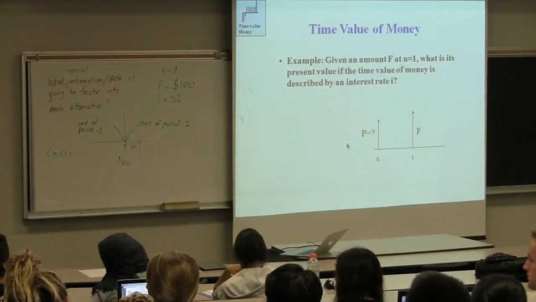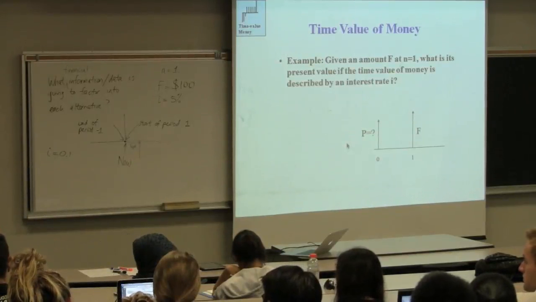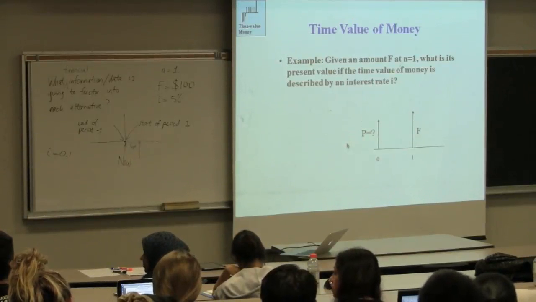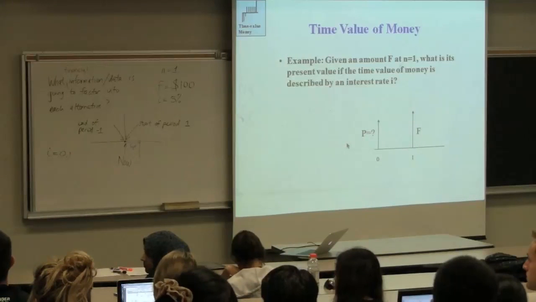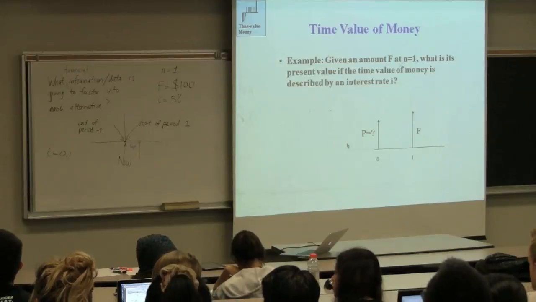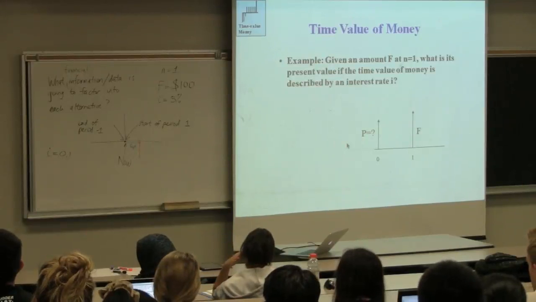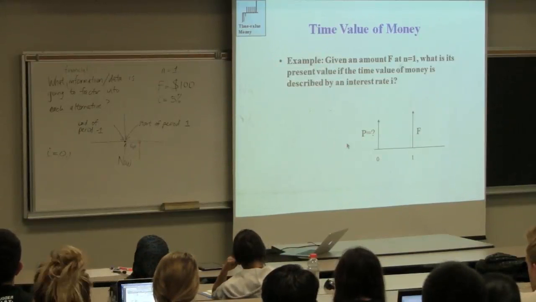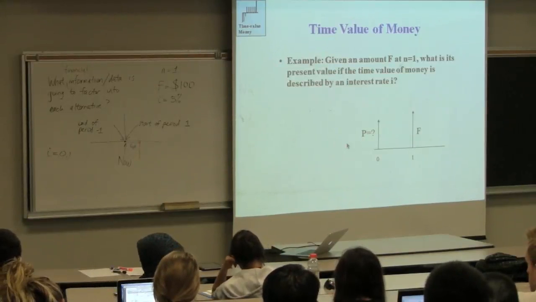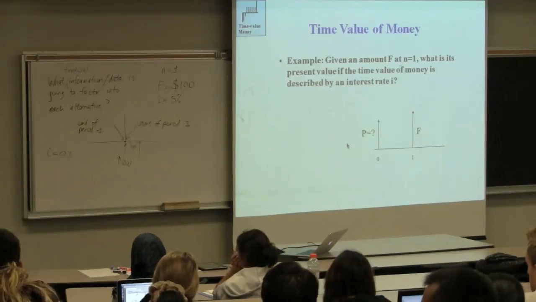$100 a year from now, what is that $100 worth to me today? So this is why I want you to look at this. That I rate is the rate at which the money is declining. So we're saying our money is declining at about 5% every year. So what is $100 a year from now worth to me in today's money? More or less.